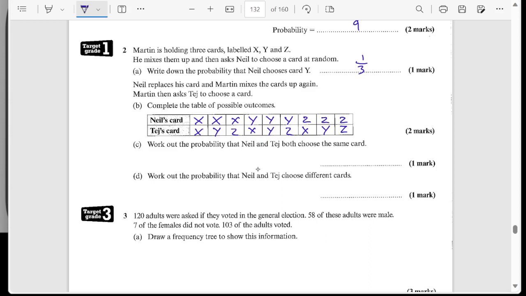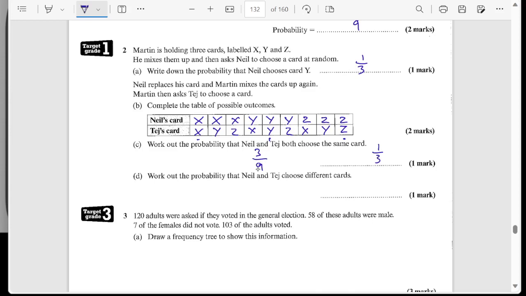Look at the probability that they both choose the same card. So we've got 1, 2, I've mislabeled that one. That would be that one, or that one. So that's 3 out of the options, and we've got 9 options, which is the same as 1/3.